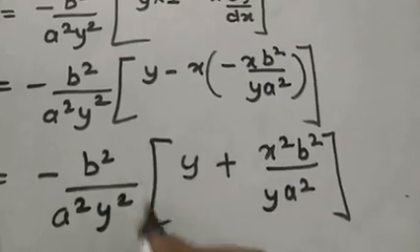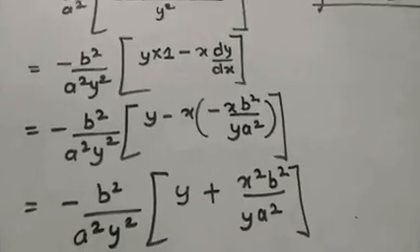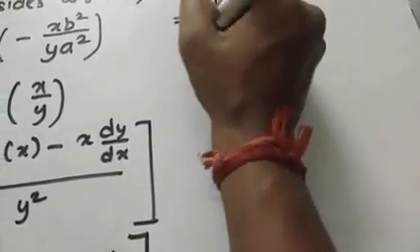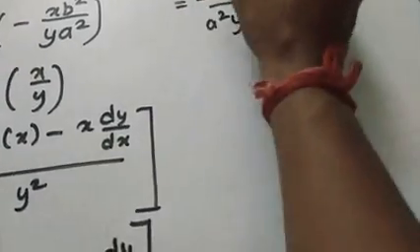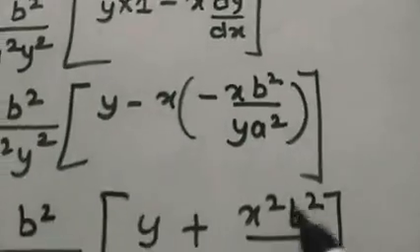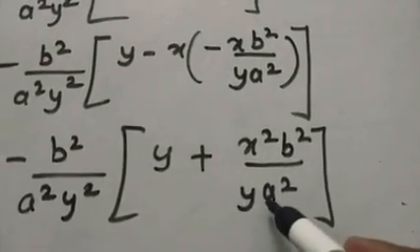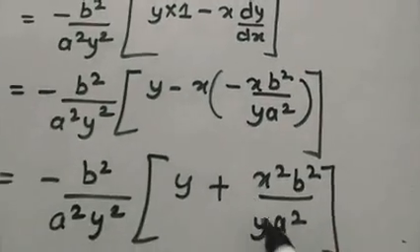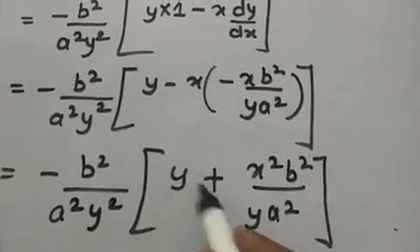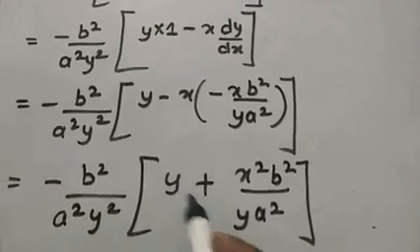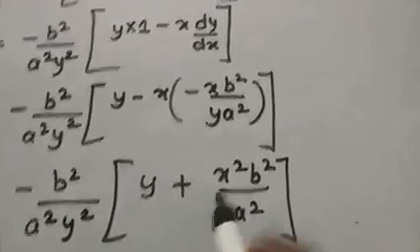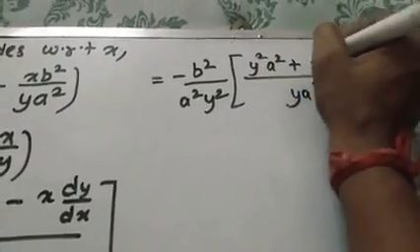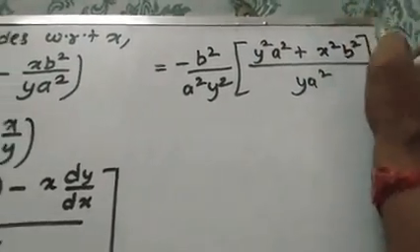Clear? Now here we take the LCM, that is minus b square by a square y square. What we had to take the LCM, y a square. So y a square will be the LCM. Now just do the cross multiply, y into y a square. So y square a square plus x square b square equals to 0.